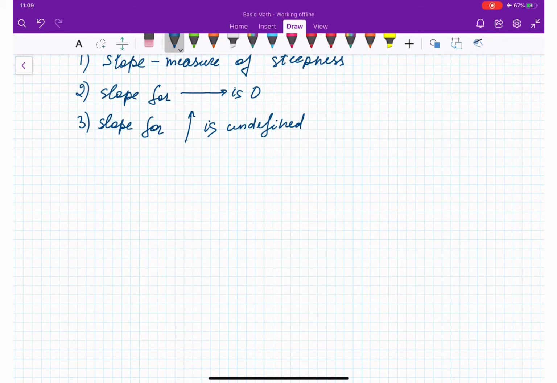Question number 4. What is the slope given 2 points? If we have 2 points, what is the definition of slope? Let's say the slope is change of y over change of x. All this we are going to practice, you will see.